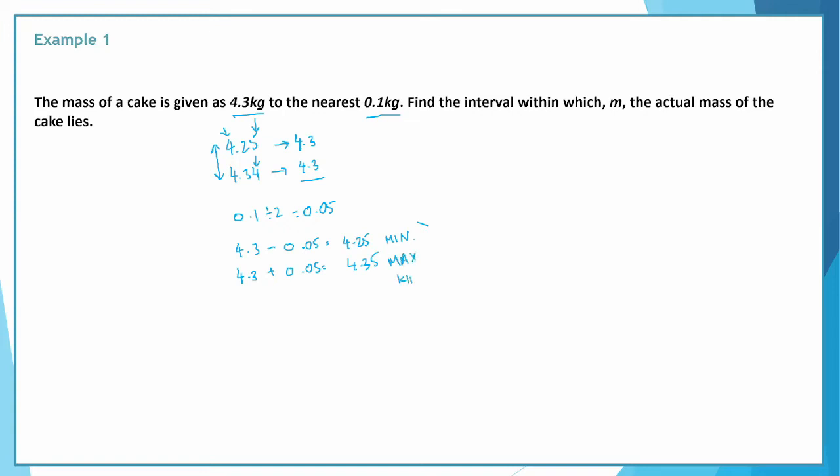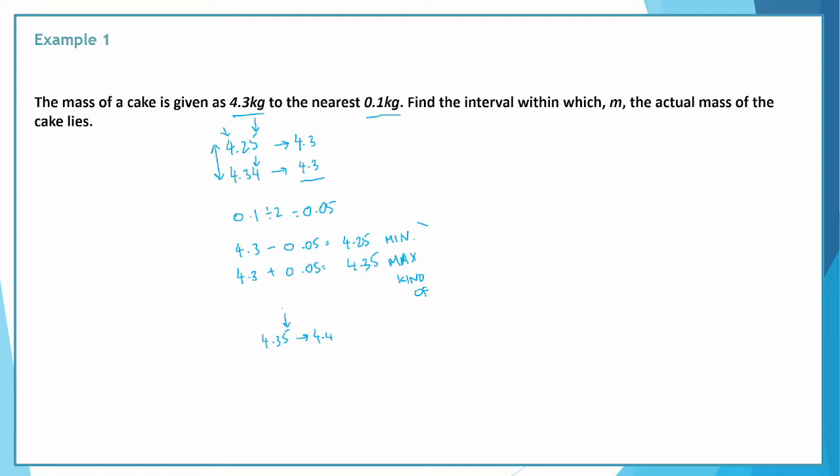Kind of. So it's not really our max. The problem is, if the actual weight of the cake was 4.35 kilograms, then it would round up to 4.4, because this decider is equal to or greater than 5. So it would go to 4.4. So the cake can never actually weigh 4.35 kilograms. If it weighed 4.35, after rounding it, we wouldn't end up back at 4.3.